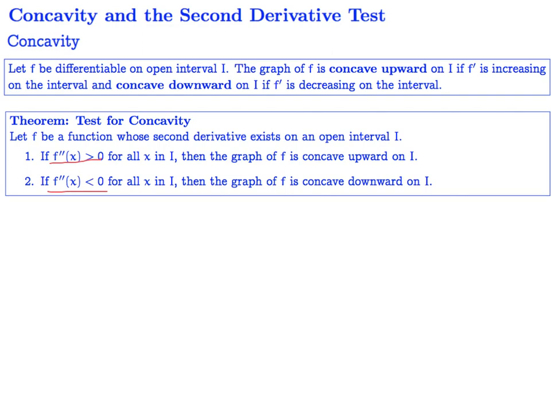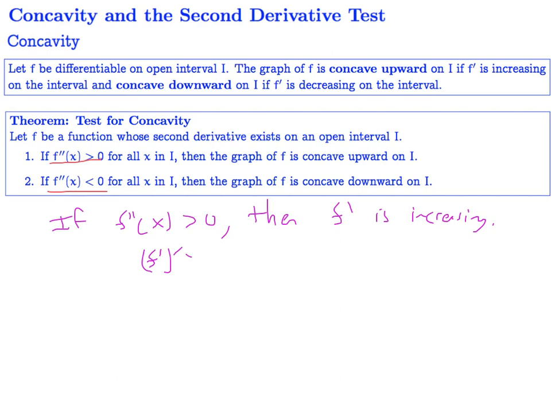Again, we want to think, what does this mean? So we work through the idea. If the second derivative is positive, then f prime, our first derivative, is increasing. That follows from the fact that if you take a function and take its derivative and end up with a positive, that means the slope of f prime is positive, so f prime is increasing. Positive slope means it's going up, and therefore by definition we have a concave upward function.